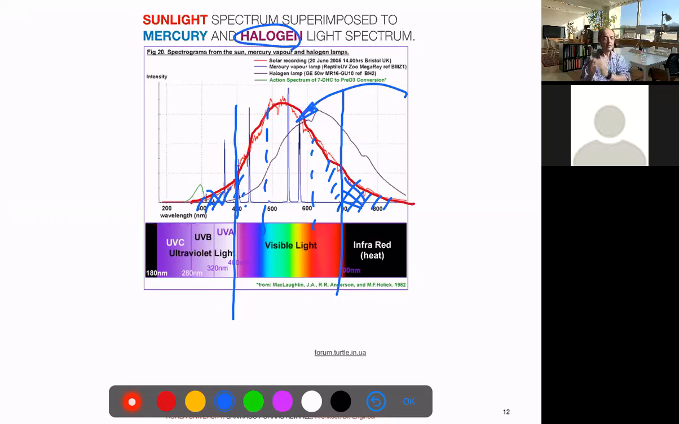The way they produce the light is not very different from sunshine. So we have this kind of graph which is very similar to natural light, but only shifted towards the red.